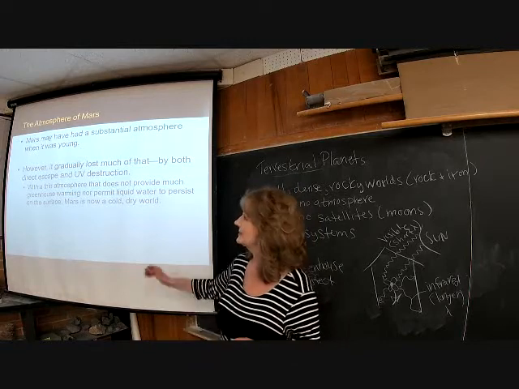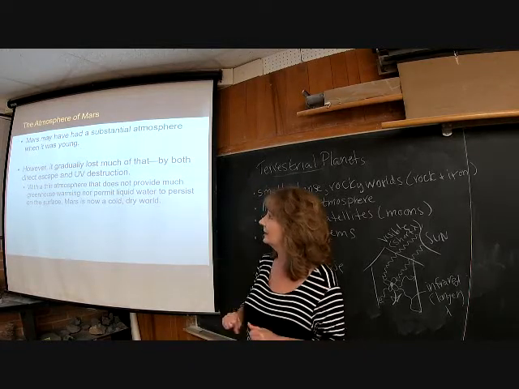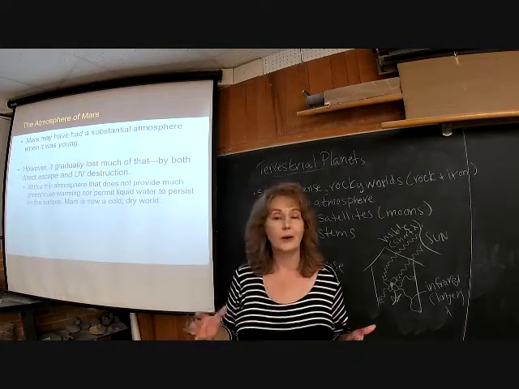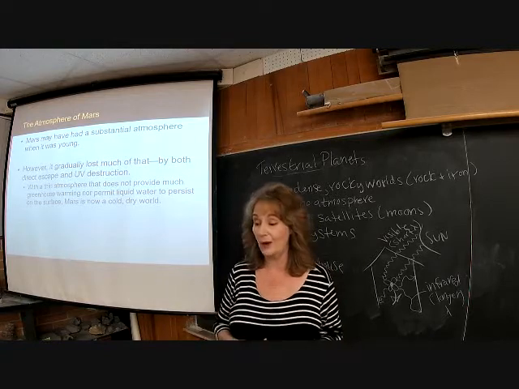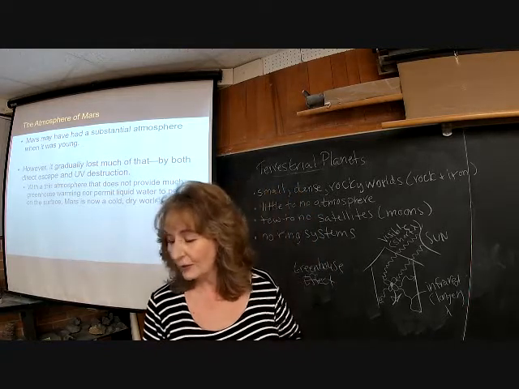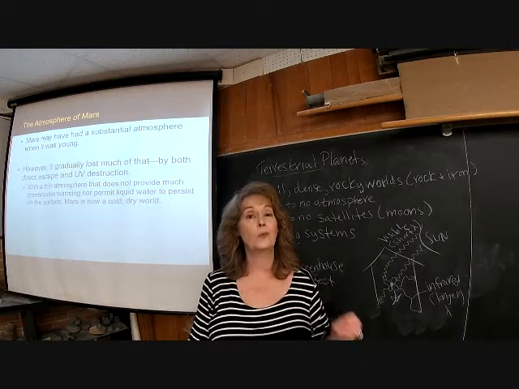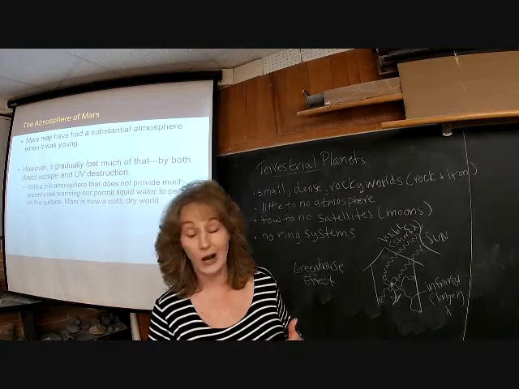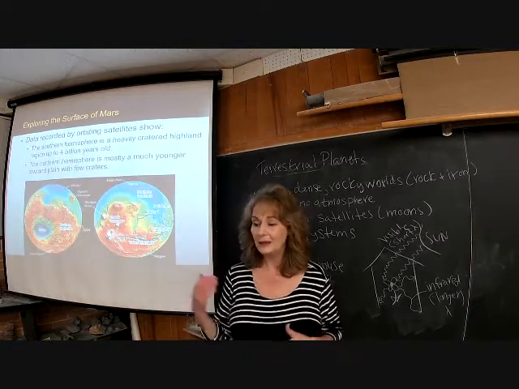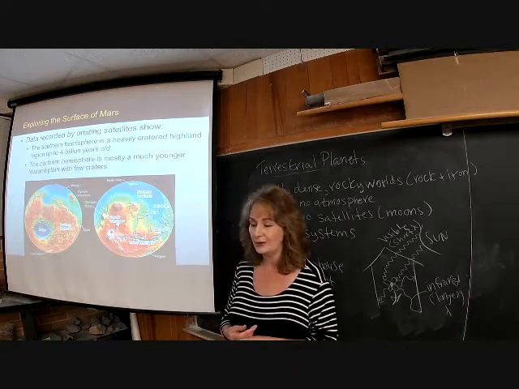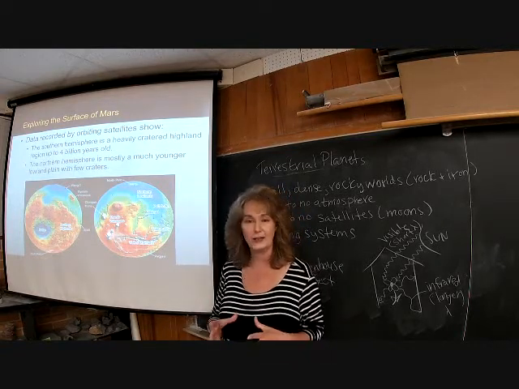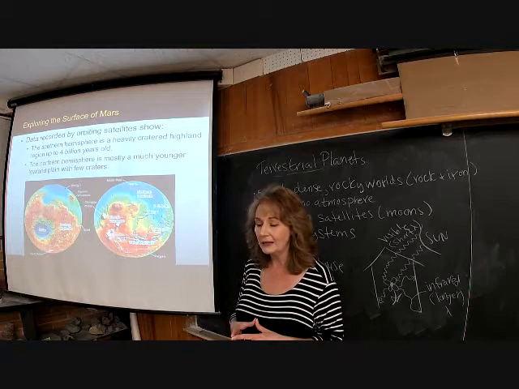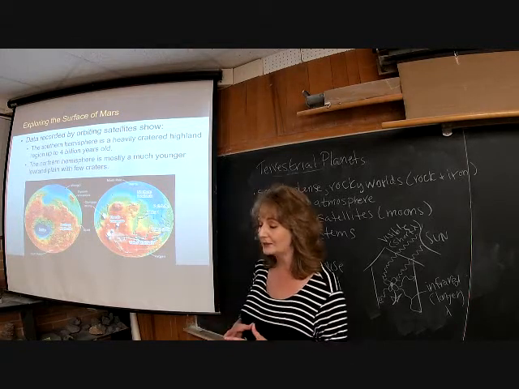It may have had a better atmosphere when it was younger, but it's saying here that it has lost much of that to direct escape because it's so small, and the UV destruction of it. Okay, so maybe it was able to permit water at one time, but it certainly does not now. It's a very cold, dry kind of world. Here we've had some orbiting satellites showing, again, we got some color coding happening here, so there's no water. The blue does not mean water at all. But yeah, we're seeing some highlands at some of these.